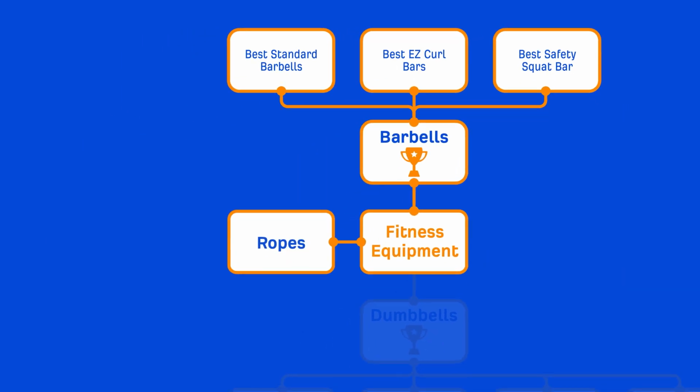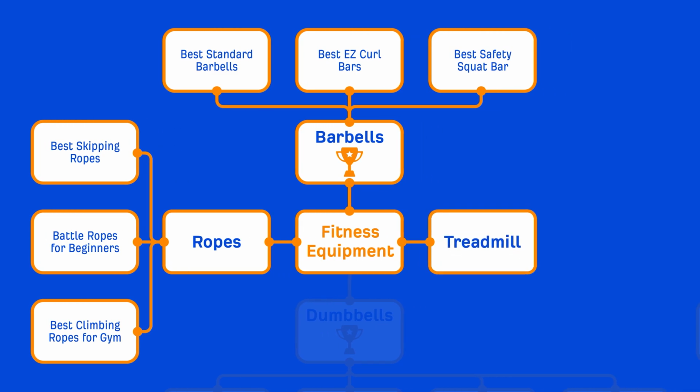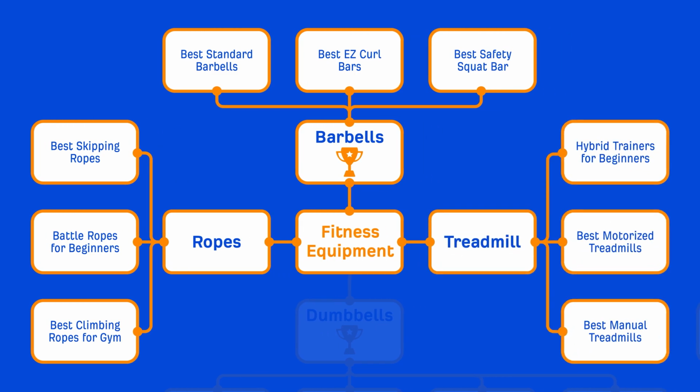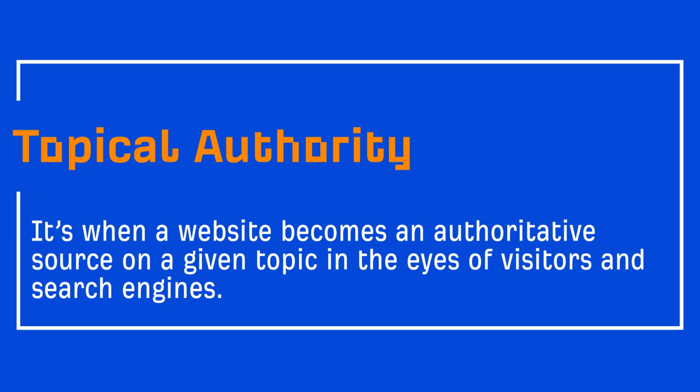Now, as I mentioned in lesson 3.1, we want to create a massive web of related content covering all of the important topics in our niche. And the main benefit here is that all of these relevant pages will be connected and essentially work together to build what SEOs loosely call topical authority. And if we had to define topical authority, it's when a website becomes an authoritative source on a given topic in the eyes of visitors and search engines.